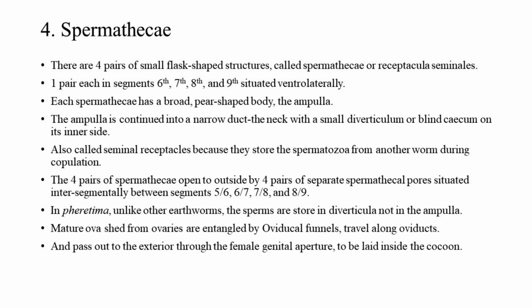The 4 pairs of spermathecae open to outside by 4 pairs of separate spermathecal pores situated intersegmentally between segments 5/6, 6/7, 7/8, and 8/9. In Pheretima, unlike other earthworms, the sperms are stored in diverticula, not in the ampulla. Mature ova shed from ovaries are entangled by oviducal funnels, travel along oviducts, and pass out to the exterior through the female genital aperture, to be laid inside the cocoon.